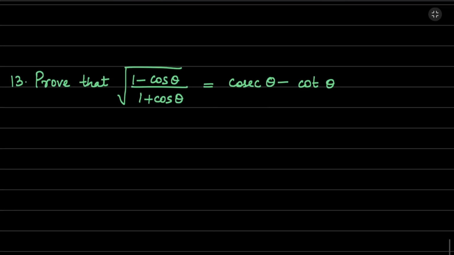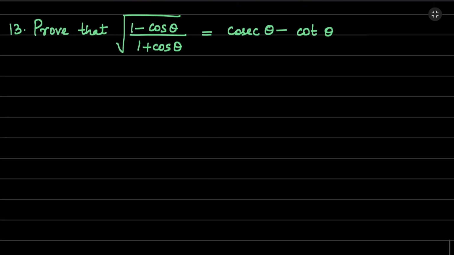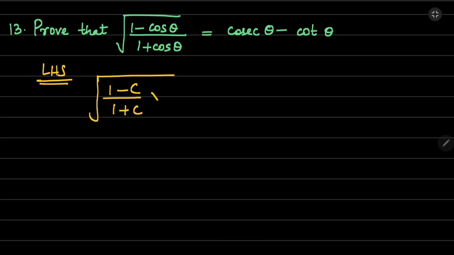Let's move on to the 13th question. Root of (1 minus cos) divided by (1 plus cos). Again, here also you have to rationalize it. Let's take the LHS. You need cosecant and cot. You are given everything in terms of cos. So, let's take the LHS. Square root of (1 minus cos) divided by (1 plus cos). Multiply numerator and denominator, rationalize it, by 1 minus cos.